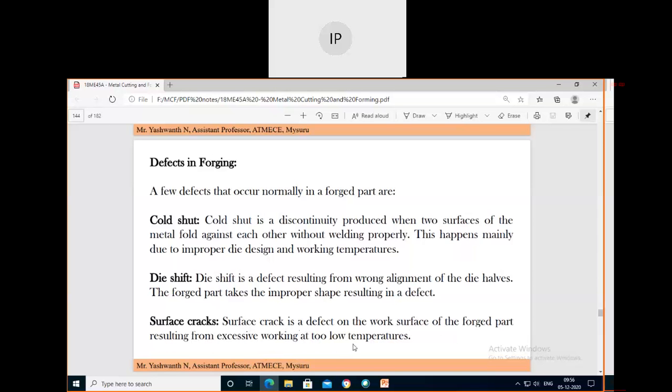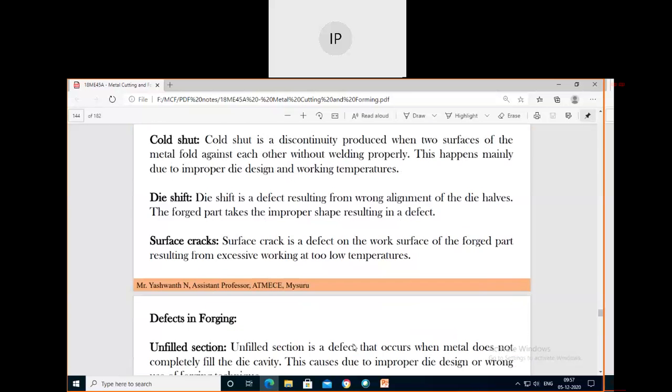Initially I told you the working temperature plays the most important role here: how many degrees you have to heat the metal before doing the operation on it. If it is heated to the proper temperature, then we take it to the forming process and get a good surface finish. Otherwise, surface cracks are formed. A surface crack is a defect on the work surface of the forged part.